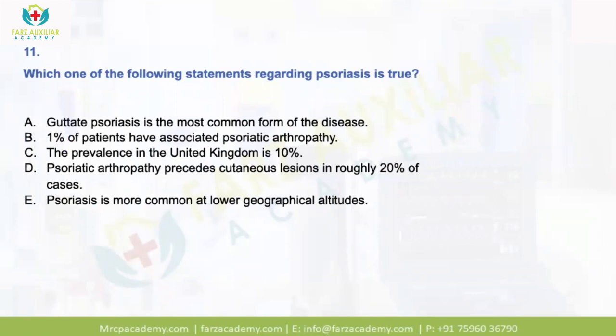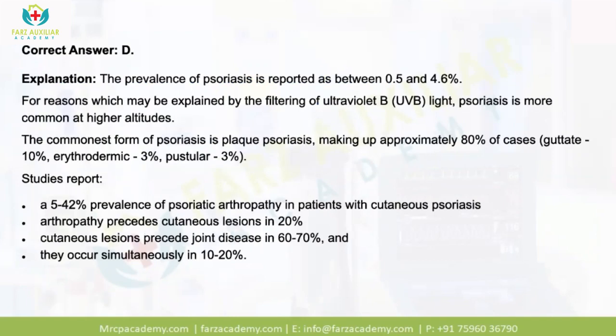The next question: which one of the following statements regarding psoriasis is true? Guttate psoriasis is the most common form of disease. 1% of patients can have associated arthropathy. Prevalence of psoriasis in the UK is 10%. Psoriatic arthropathy precedes cutaneous lesions in roughly 20% of the patients. Psoriasis is more common at lower geographical altitudes. Among all these statements, the most right answer will be psoriatic arthropathy precedes cutaneous lesions in roughly 20% of the cases. The prevalence of psoriasis is 0.5 to 4.6%.